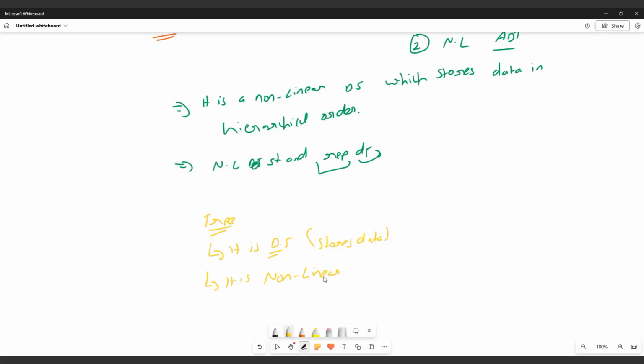Guys, what do we mean by it is a non-linear data structure? A tree is a hierarchical data structure consisting of nodes where each node is a value and a reference to a child node, with one node designated as the root.